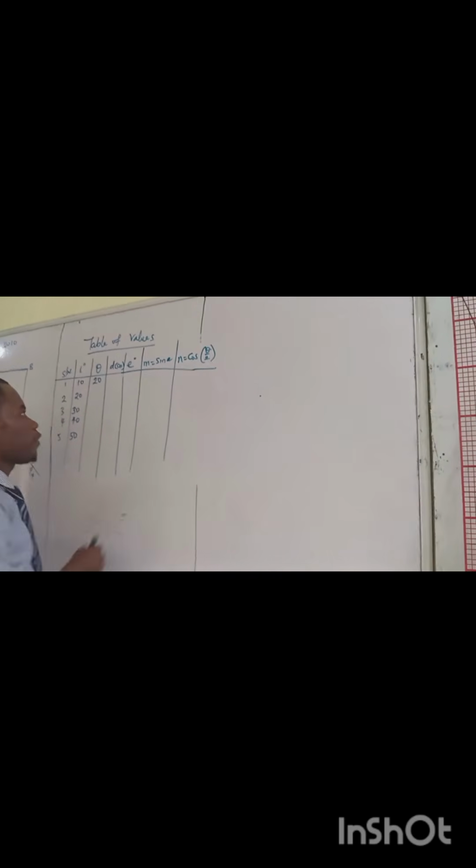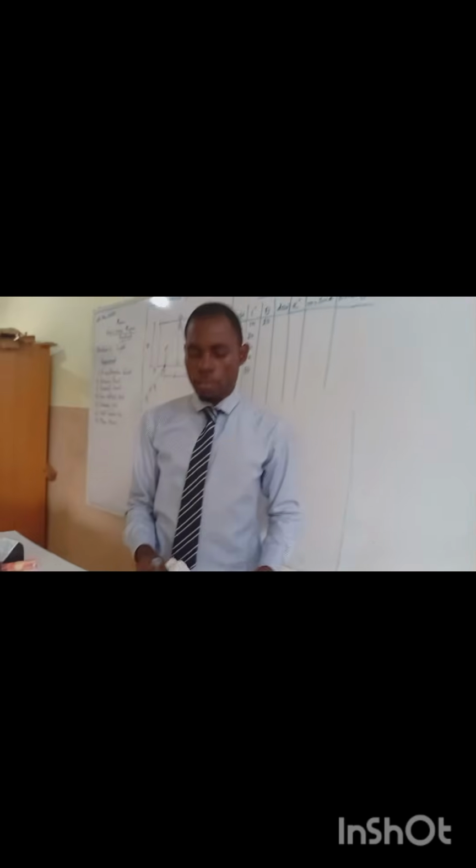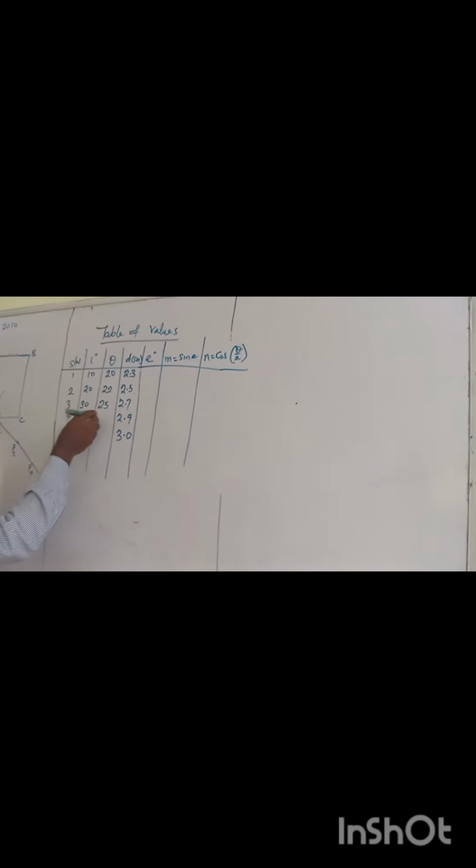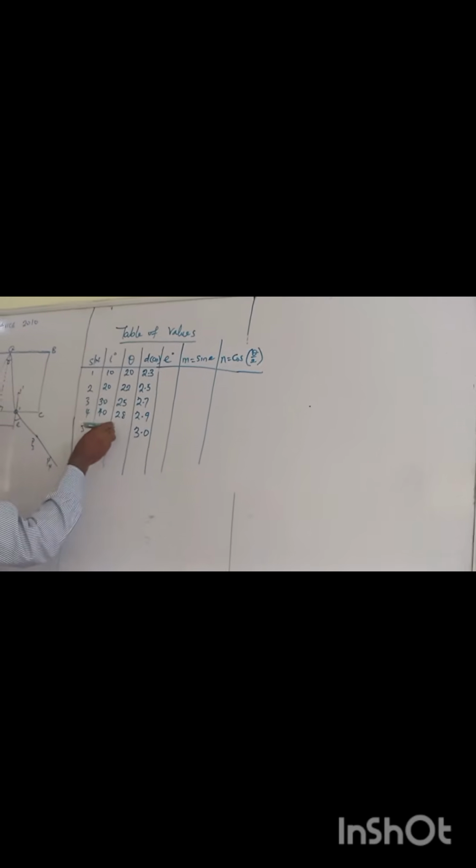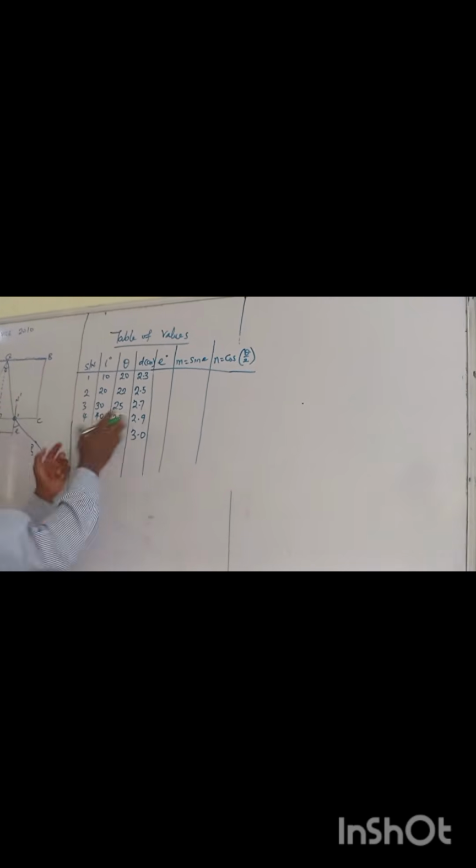So with this now we have achieved this. Let me now give out values so that we complete the table. Let's assume my theta is 22, 25, 28 and 30. So please complete.